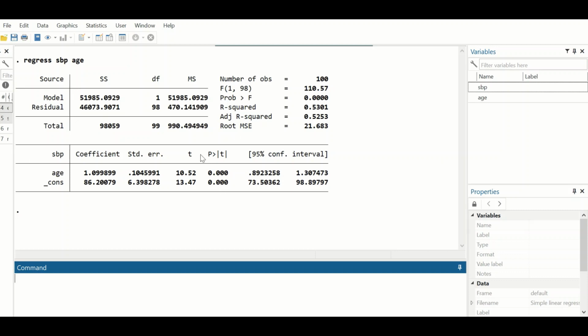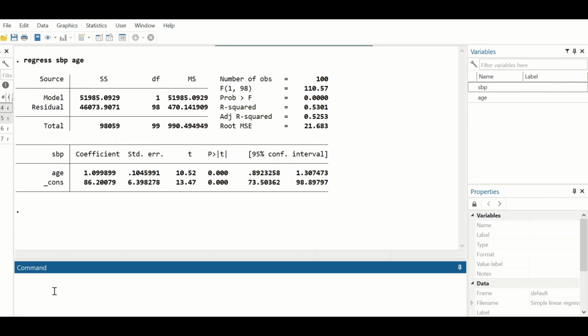If we look at the second section here, it shows the coefficient. For the age, the coefficient is 1.09. What does that mean? It means that for every 1 year increase in the age, there is an increase of 1.1 in the systolic blood pressure. The second value, which is a constant, is 86.2. This is the intercept, and it is significant here as the p-value is less than 0.05.